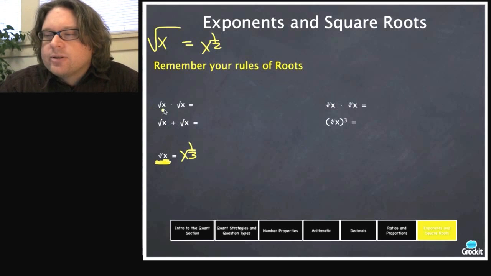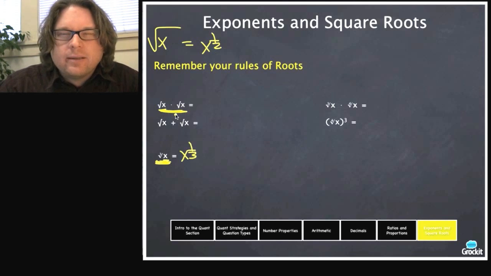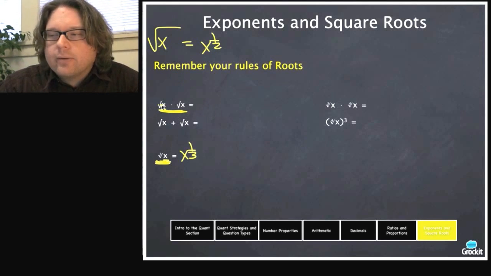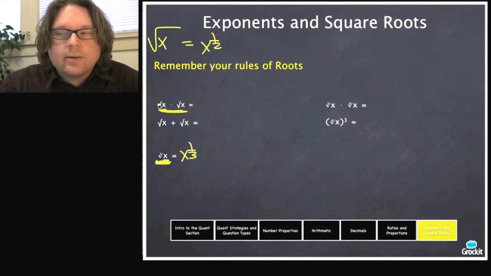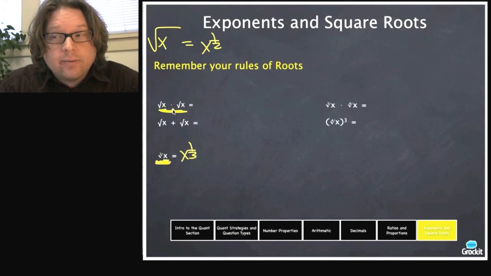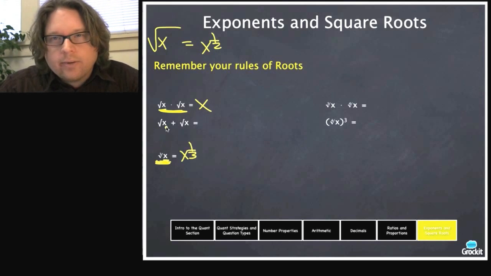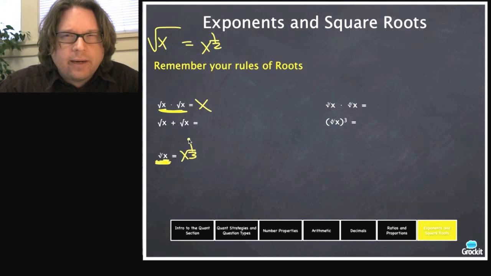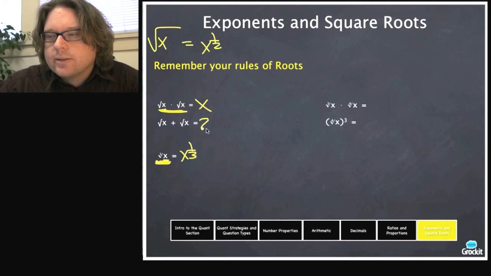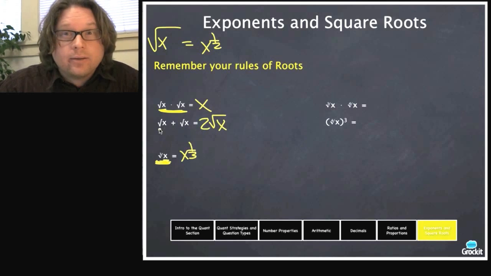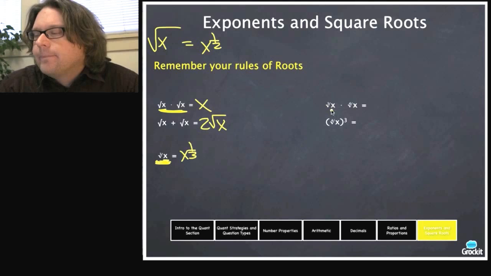All right, so when you square a square root, you basically undo the square root. So the square root of 2 times the square root of 2 just equals 2. The square root of x times the square root of x equals x. On the other hand, if you add them together, you're not undoing the square root, you're just creating more of the square roots. Square root of x plus the square root of x equals 2 times the square root of x, because, hey, look, there's 2 of them.